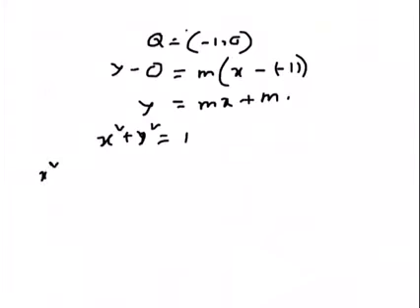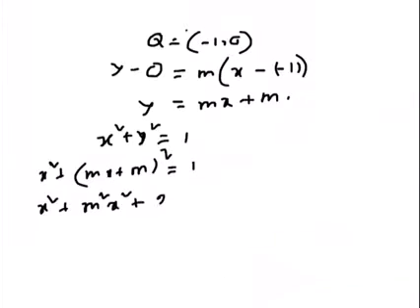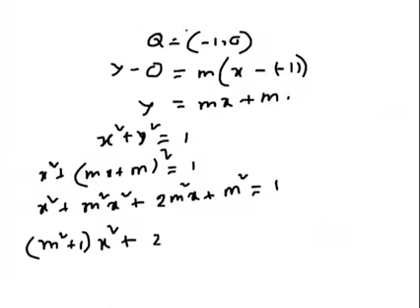So I will just substitute y here: x square plus (mx plus m) whole square equals 1. So it's becoming x square plus m square x square plus 2m square x plus m square is equal to 1. It's becoming (m square plus 1) x square plus 2m square x plus (m square minus 1) equals 0. So this is the equation, and of course the solutions of this quadratic equation will be the x coordinates of P and Q, because both of the x values will satisfy this equation.